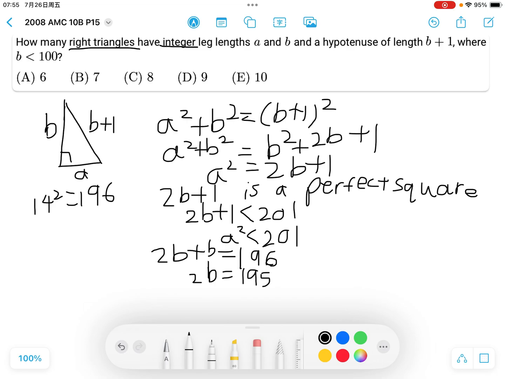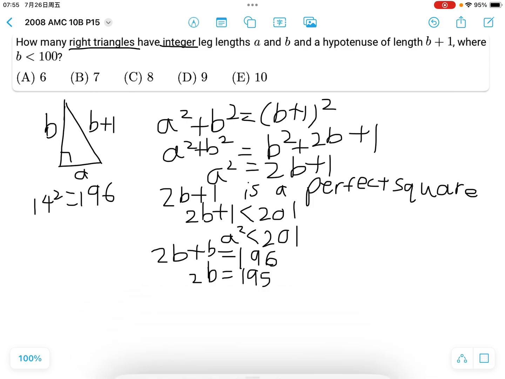This actually applies to all of our even perfect squares. So 14 squared, 12 squared, 10 squared all don't work, because 2b plus 1 is an odd number, and the even squares are even numbers, and an even number can't be equal to an odd number. So the even solutions don't work.